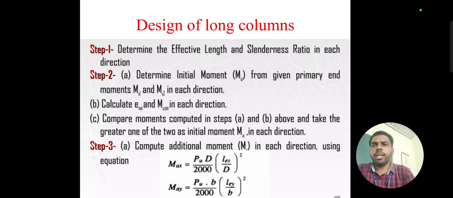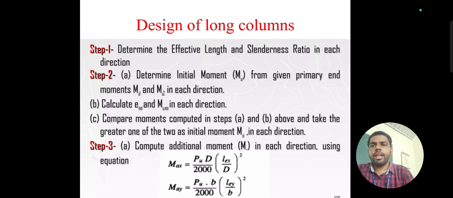And in step number 2, determine the primary moments in each direction. After the primary moments, we add the extra moments, called additional moments, in that situation. Calculate the e minimum and the bending moment in each direction. Compare these moments and those computed in the steps above. Take the greater one of the two initial moments in each direction.